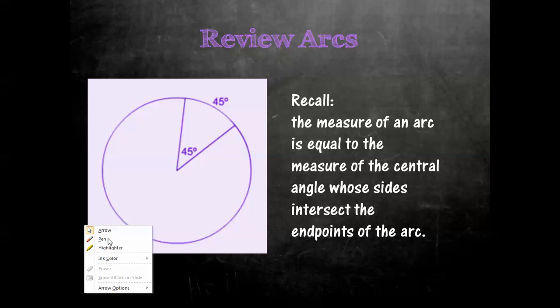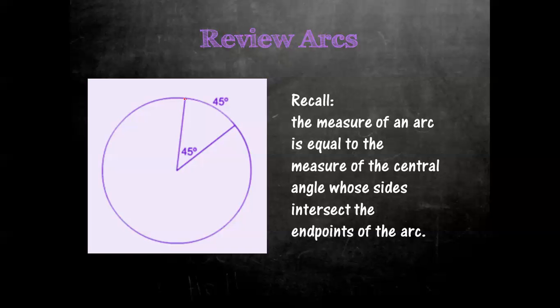So if you have a circle like this right here, the endpoints intersect the circle, and then the central angle is in the center of the circle. And the measure of the arc is equal to the measure of the central angle.